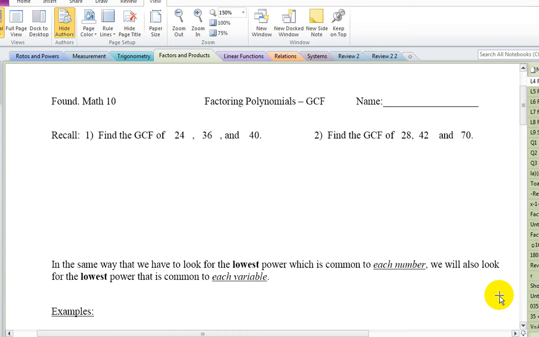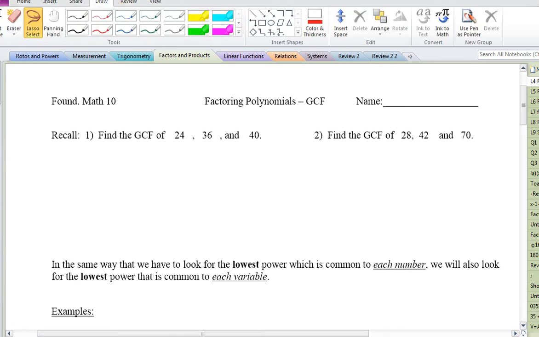When you look at these numbers, you'll notice they're easier than before. They're not very big. So we have 24, 36, and 40. Okay. Can anyone see the GCF? I can, but I'm experienced at this. You can't, so now we're going to have to do some work.